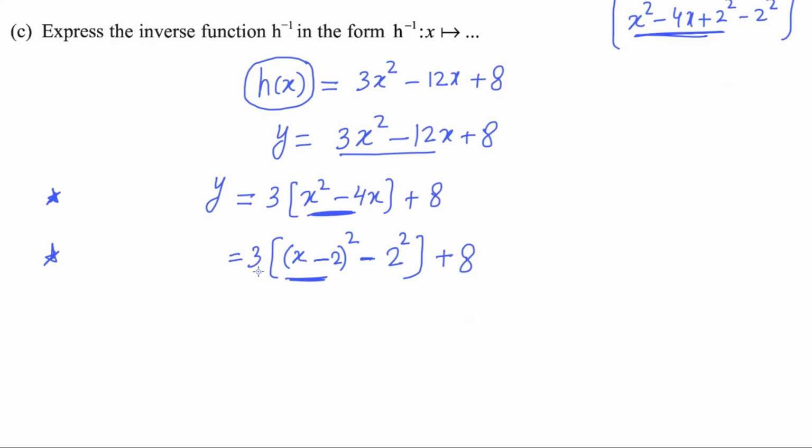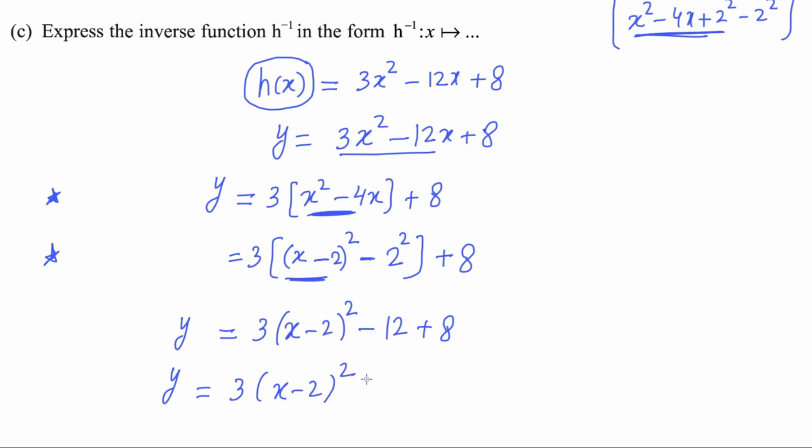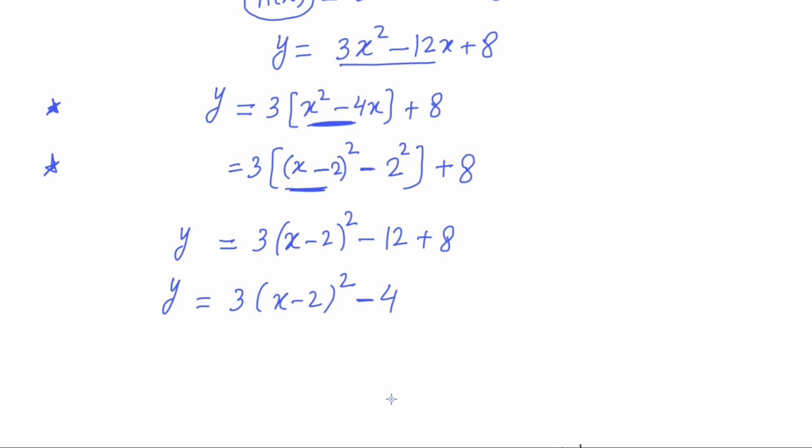Now the next step is to multiply 3 inside the bracket. So 3 will multiply the first bracket. It will be 3 times x minus 2 whole squared, and this is negative 4, multiplied by 3, it becomes negative 12, plus 8. And here is y. Simplify further, we get 3 times x minus 2 whole squared minus 4. So we completed the square now.